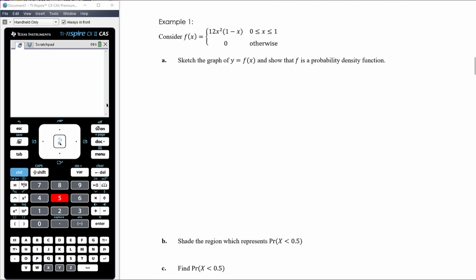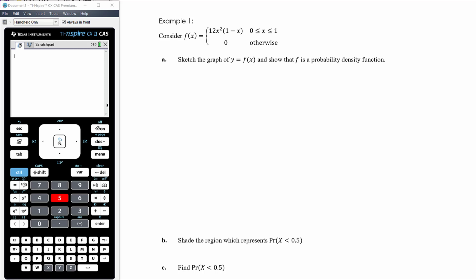Okay, so let's have a quick look at an example of the sorts of things that we would see in a continuous random variables exercise. So consider f of x as a hybrid function, 12x squared times 1 minus x, where x is between 0 and 1. Sketch the graph of y equals f of x and show that f is a probability density function.